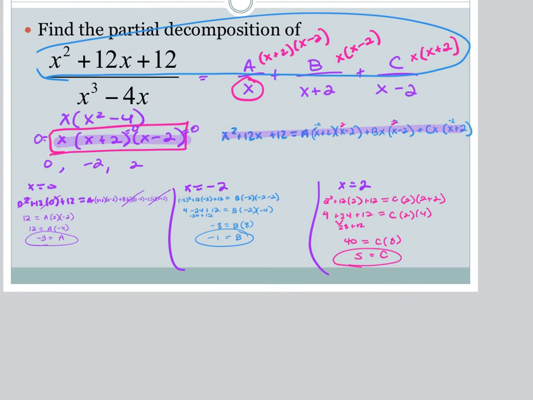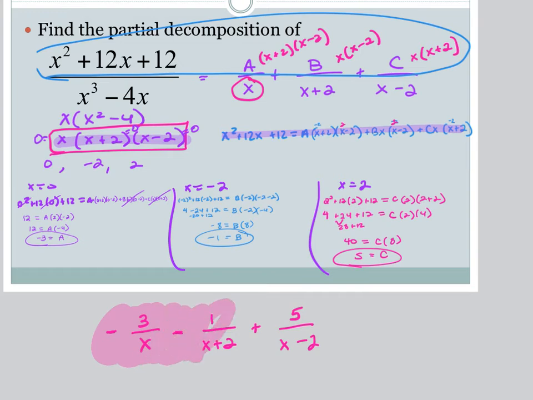So my answer is A, which is negative 3. The negative goes out front. Negative 3 over x. Plus B would be plus a negative 1, so the minus goes in between. 1 over x plus 2. Plus C plus 5 over x minus 2.